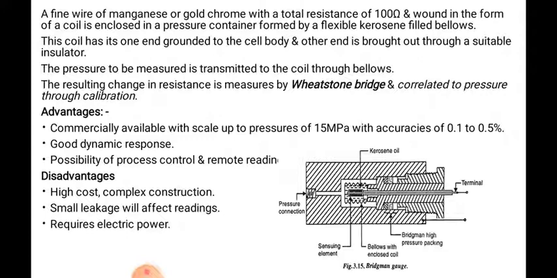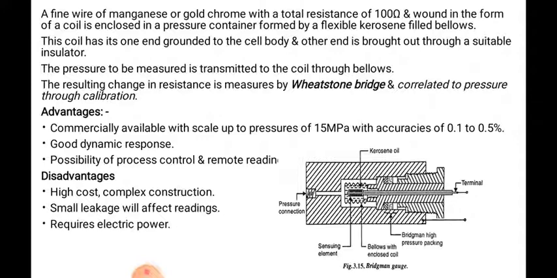The pressure to be measured is transmitted to the coil through the bellows, meaning as we pass the unknown pressure air through the pressure connection, the pressure is transmitted to the coil through the bellows. The resulting change in resistance is measured by a Wheatstone bridge and correlated to pressure through calibration.